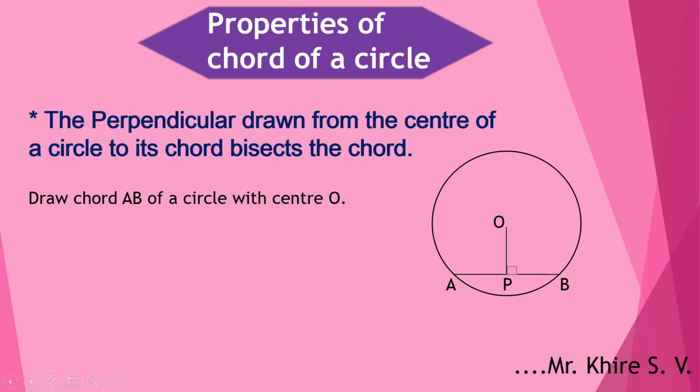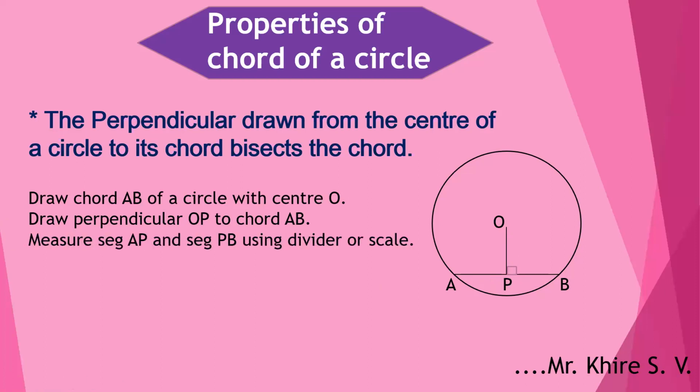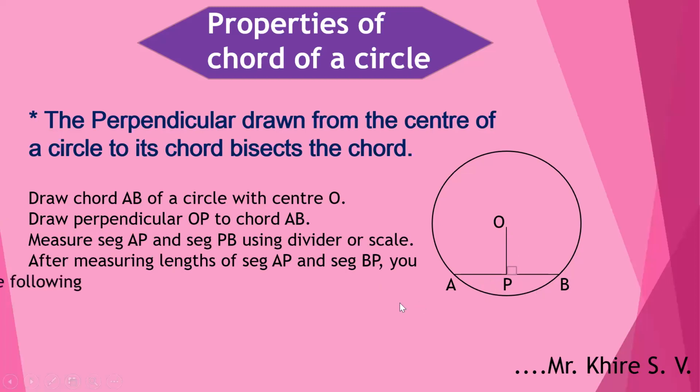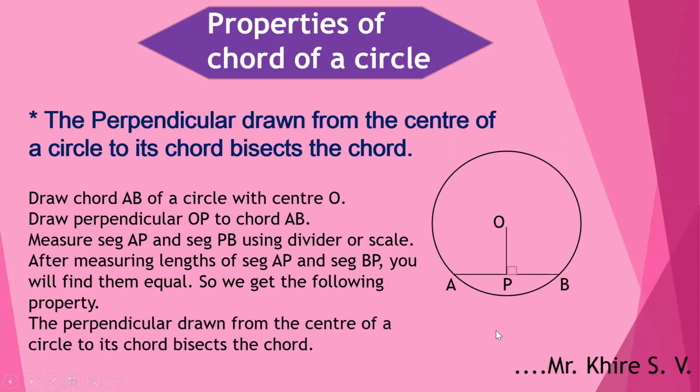For that we have to draw chord AB of a circle with center O, draw perpendicular OP to chord AB, then measure segment AP and segment PB using divider or scale. After measuring lengths of these two segments AP and BP, you will find them both are equal in length. So we get the following property: the perpendicular drawn from the center of the circle to its chord bisects the chord, meaning OP divides segment AB into equal parts.